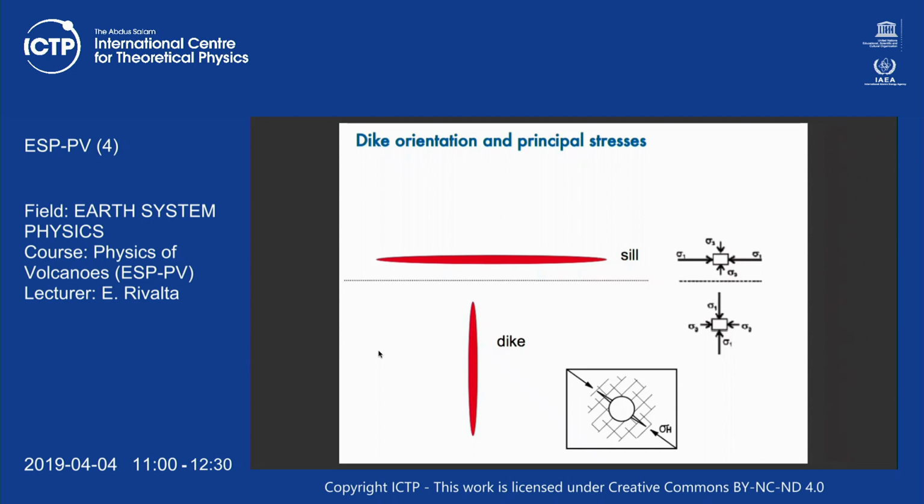It is clear that this orientation is not the same as the orientation of faults, because faults have friction, and so they are generally oriented at around 30 degrees between sigma 1 and sigma 3. This is the orientation of a fault.